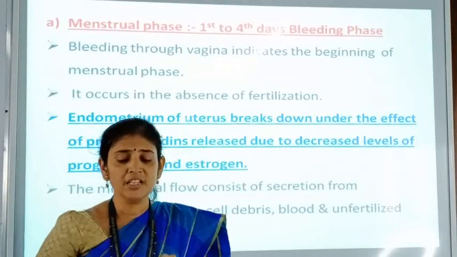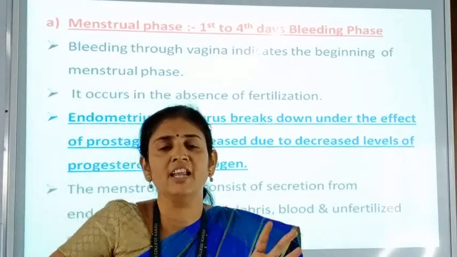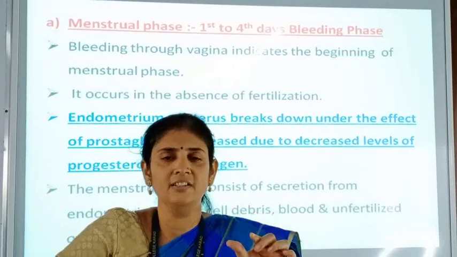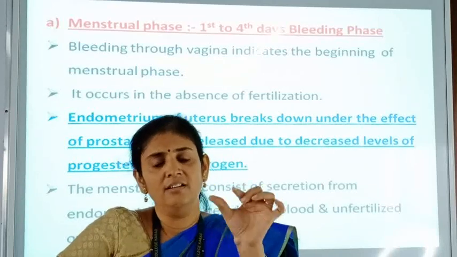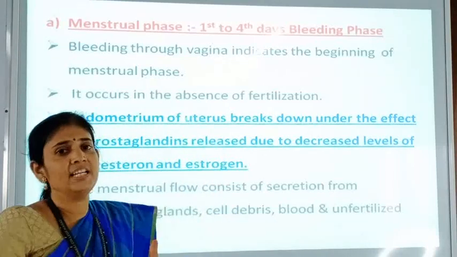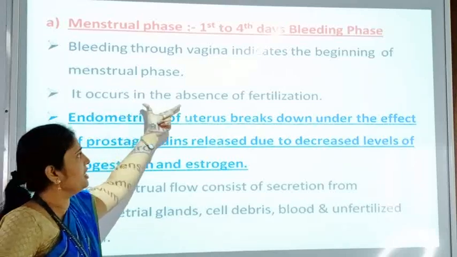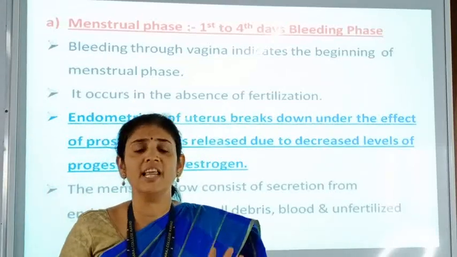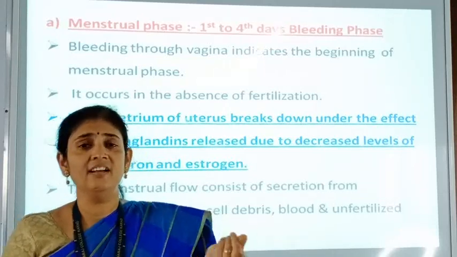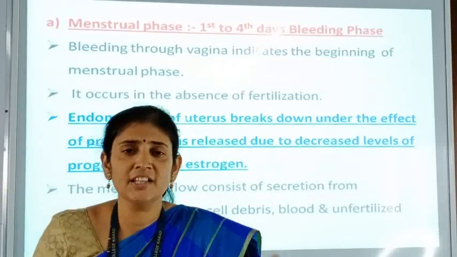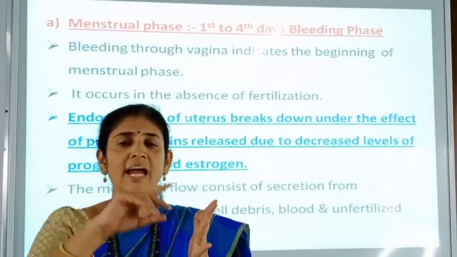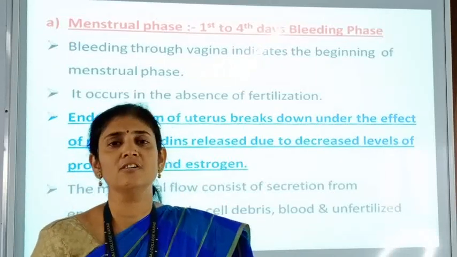Means here during this menstrual phase, there is bleeding from the vagina. As we have studied, in the internal genitalia of the female reproductive system, there is an opening, and through that vaginal opening, bleeding starts. Why does the bleeding start here? Because it occurs in the absence of fertilization. There is no fertilization of the ovum or egg, and therefore that ovum gets degenerated, and the endometrial wall present in the uterus also gets degenerated. Due to this degeneration of the ovum and endometrium, bleeding occurs through the vagina.